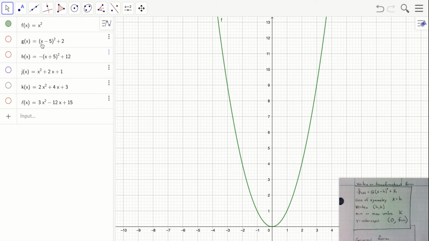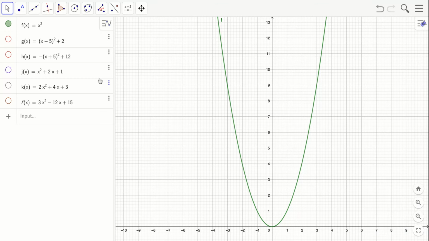So in other words, let's first show you that if I graph this one, it's going to shift it 5 units to the right. That's 5 units over here, and it's going to shift it 2 units up. So actually, let's get rid of this for a moment. Now let's go, so I'm going to graph that one. Now if you'll notice, that's a horizontal shift. And since it's minus 5, it shifts it 5 to the right, and it shifts it 2 up.